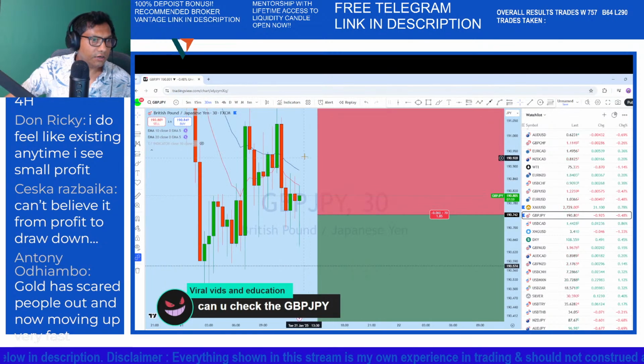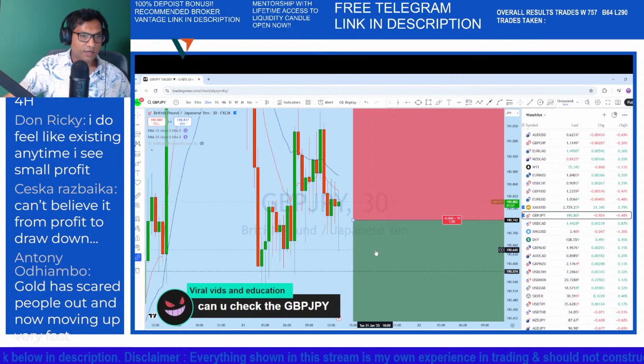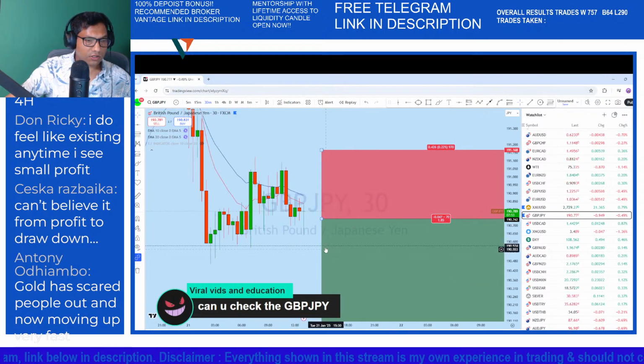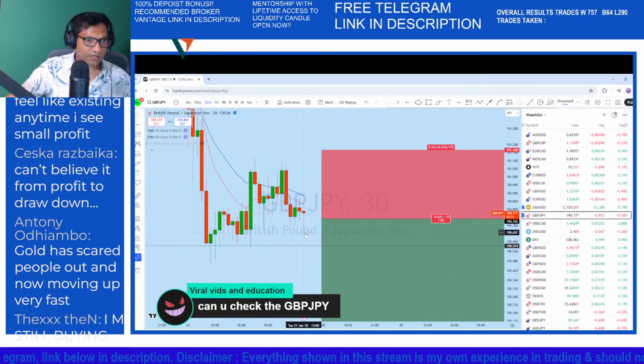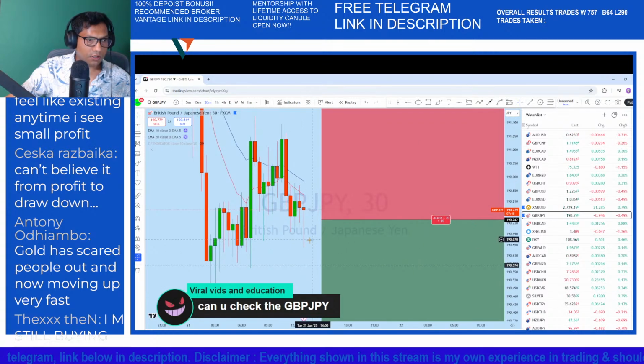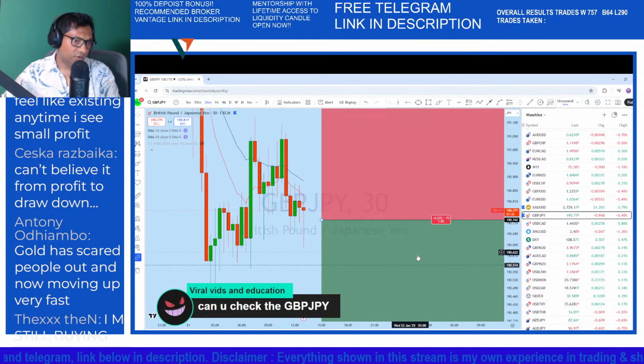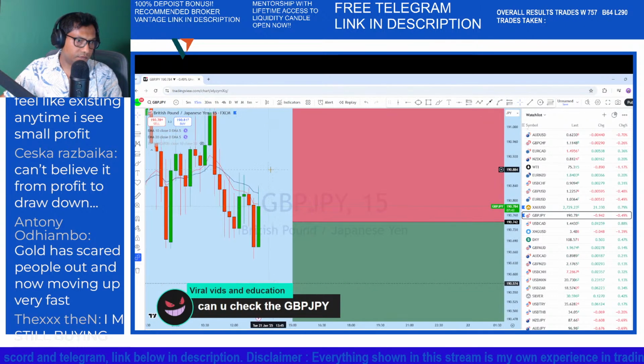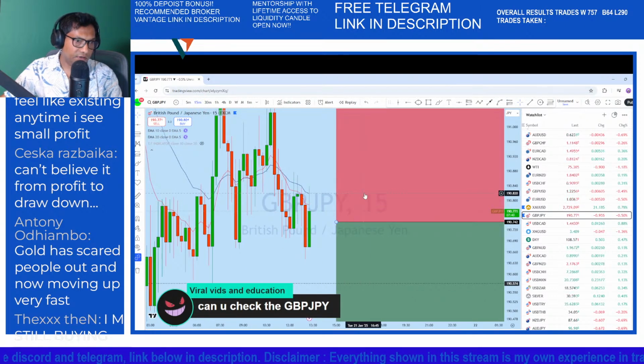So you can see here 30 minutes and GBPJPY. If we look at the 30 minutes, you can see a series of lower highs, expecting the market to come back here to the support level. And this is the 15 minutes here.